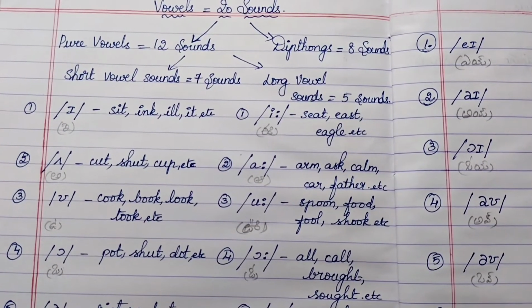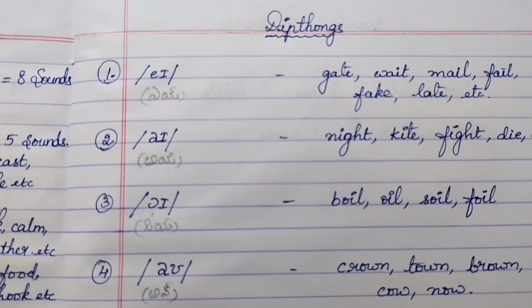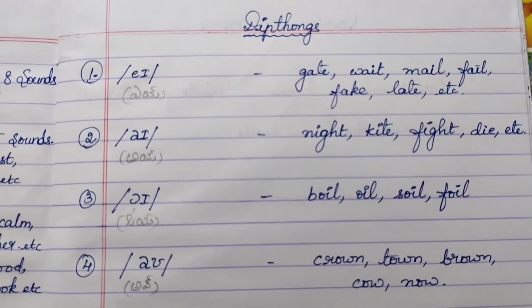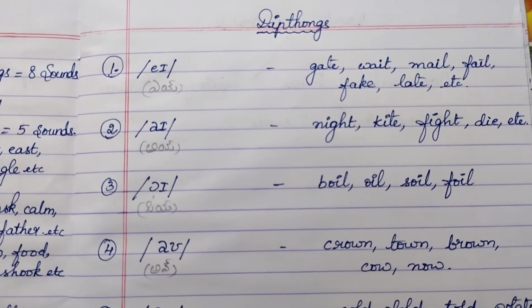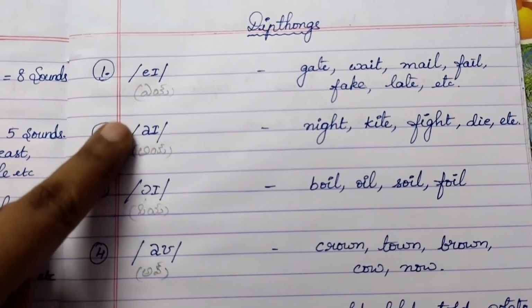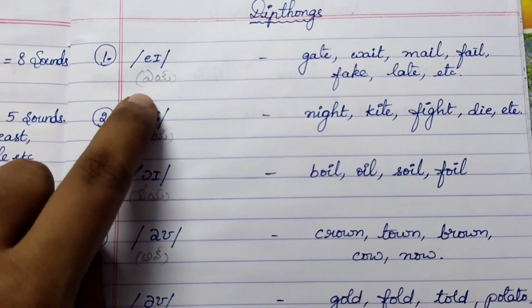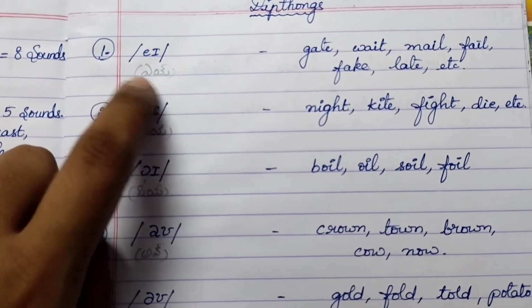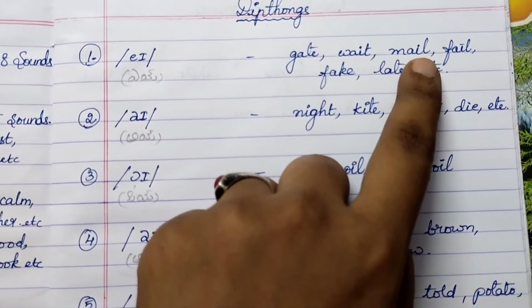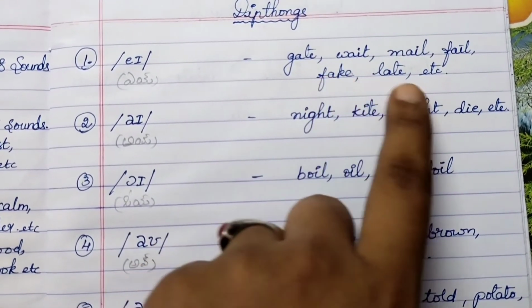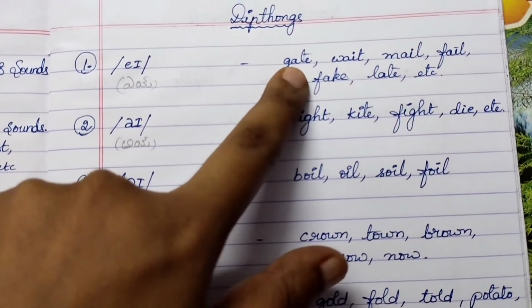So these are vowel sounds. Let us now learn about 8 diphthongs. What are diphthongs? Diphthongs are a combination of 2 vowel sounds. Till now we have learned 12 vowel sounds, 7 short plus 5 long. A combination of 2 vowel sounds gives you diphthongs. So, first one, E, I. It gives you the A sound, like gate, wait, mail, fail, fake, late, etc.